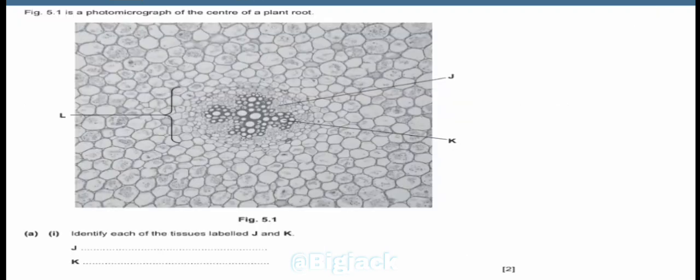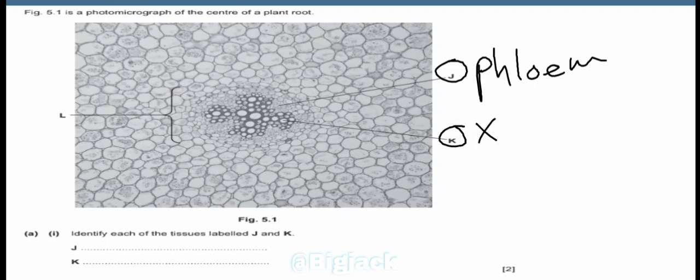x5. Next question. It is saying figure 5.1 is a photograph of the center of a plant root. So we have structure J. This structure J is called the phloem vessel. Then structure K is called the xylem vessel.